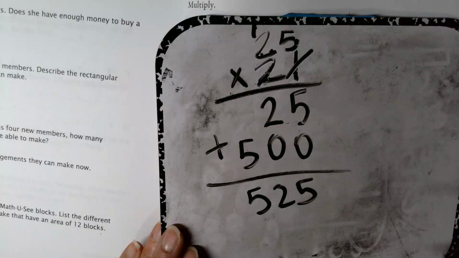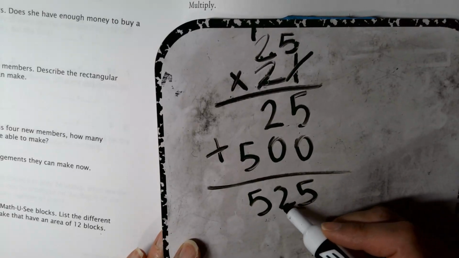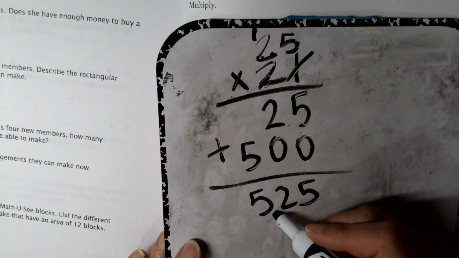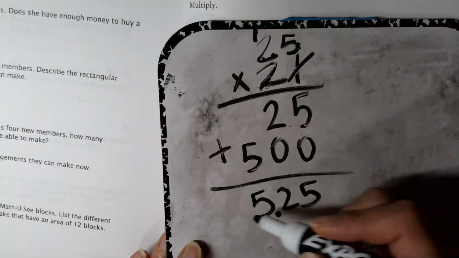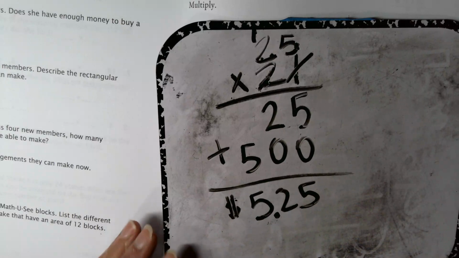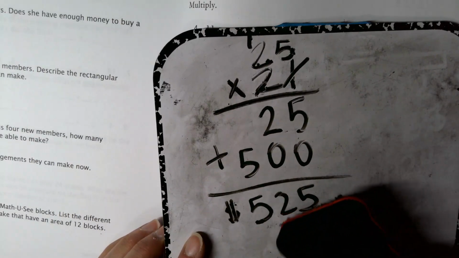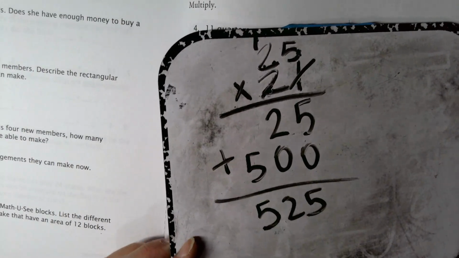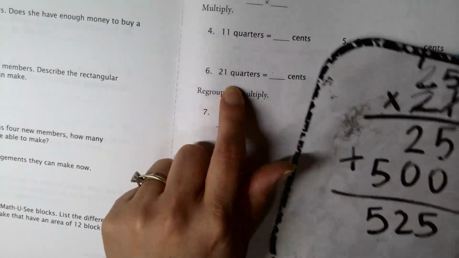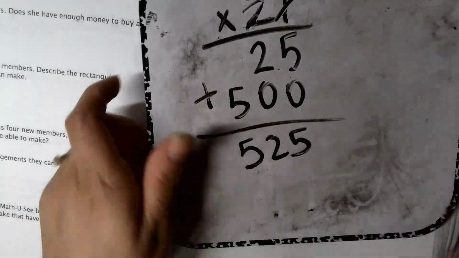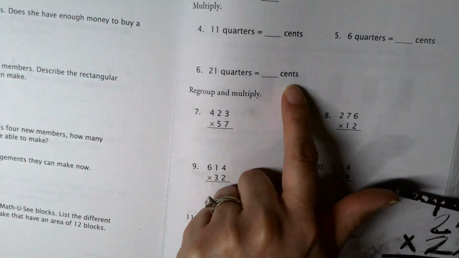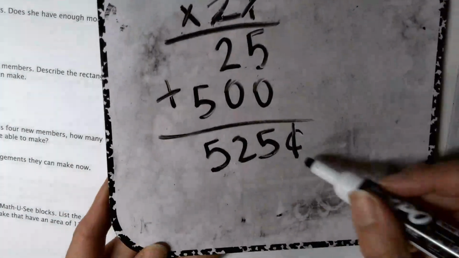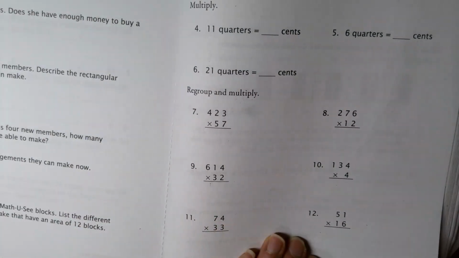But if you think about it money-wise, there's only 2 digits for the cents, and then this right here. So if you're multiplying cents, this would be like $5.25. But over here they just want it in only cents, no dollars. So for this one it would be 525 cents. And you don't have to put the cent sign because they already have the word for you there, but that's the cent sign, in case you were wondering.